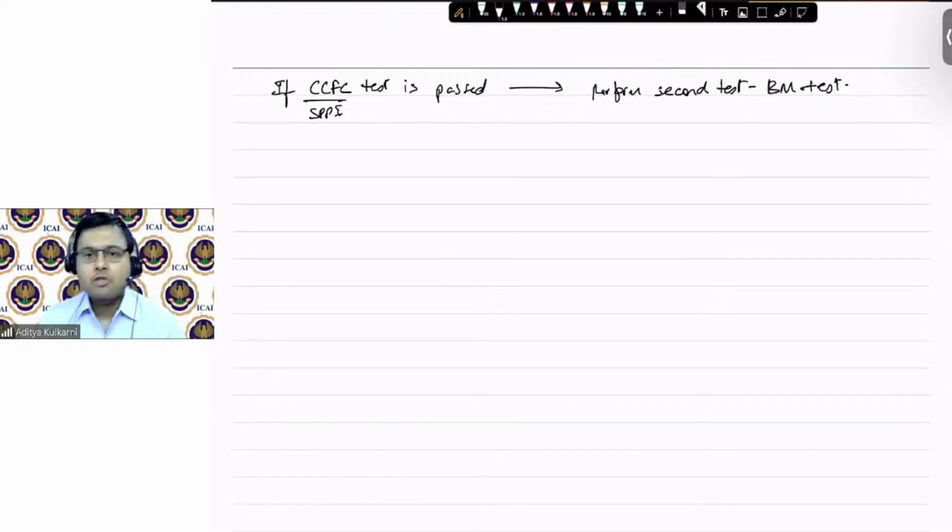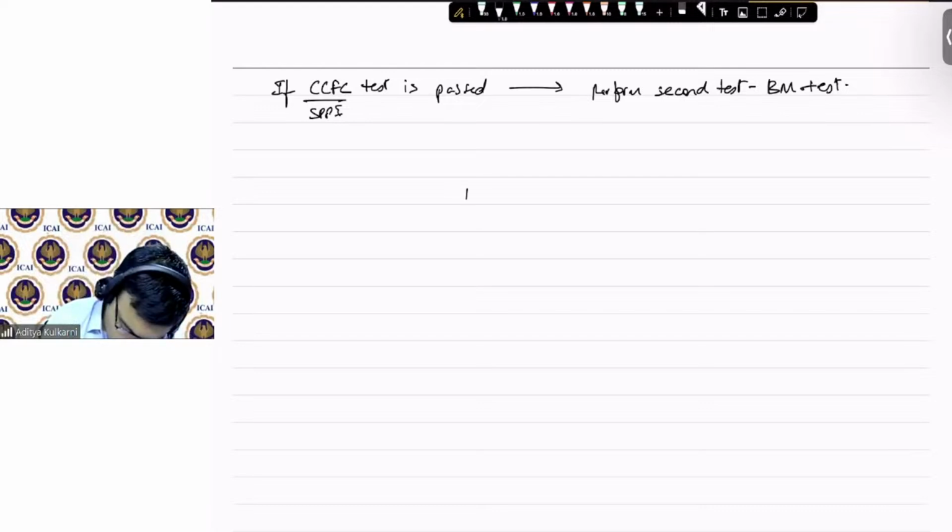Now, what do you mean by business model test? These tests, CCFC and business model, apply only for financial assets. Don't apply them for financial liabilities or equity. So if your instrument is a financial liability for you, don't even check CCFC and business model. You will only check it for financial assets. So if the CCFC test is passed, you check the business model test.